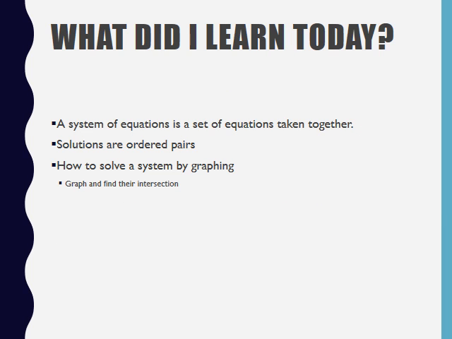All right, so you learned a lot today. You learned that a system of equations is equations taken together. Their solutions are ordered pairs. We learned to solve by graphing. Remember that we can have a point as the solution. We can have no solution when the lines are parallel. Or we can have infinitely many solutions if the graph is the same line.